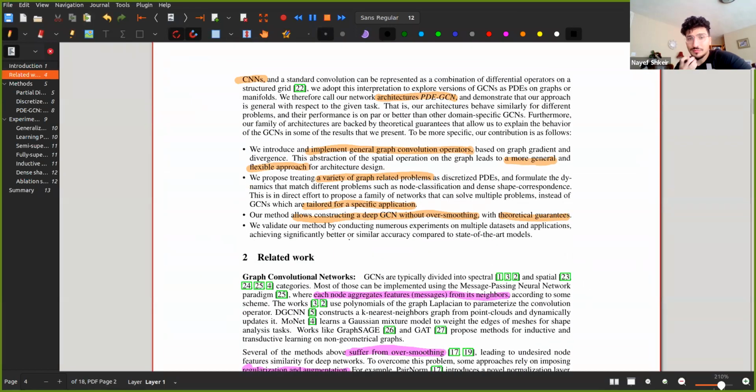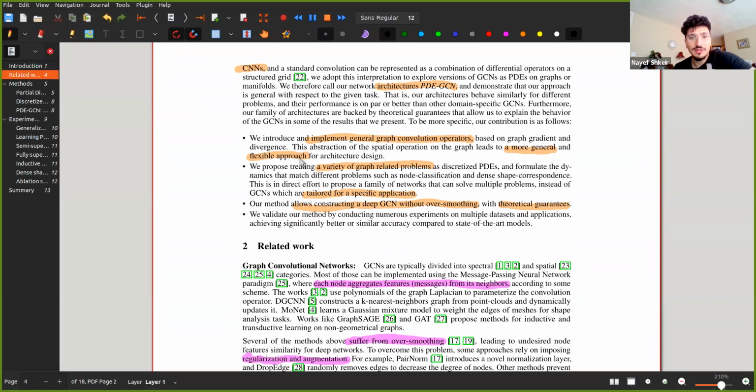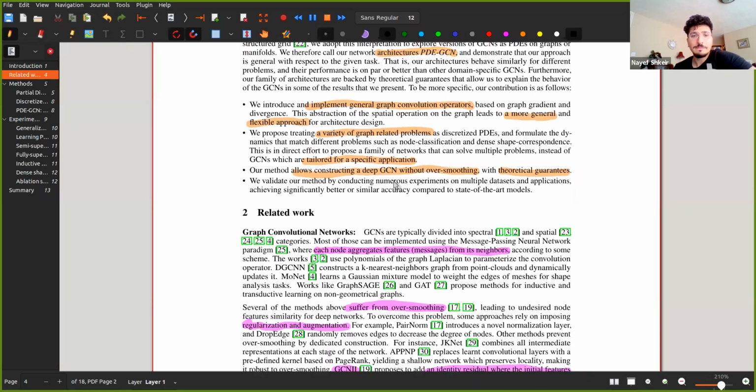Okay. So again, the four main parts of the paper: they have some discretization of continuous operators on graphs. And they have a more general approach to the architecture design. And they propose a variety of different graph problems that they solve with their PDE model. And it allows you to construct deep networks without oversmoothing with some theoretical guarantees. Then they validate their method with lots of examples.